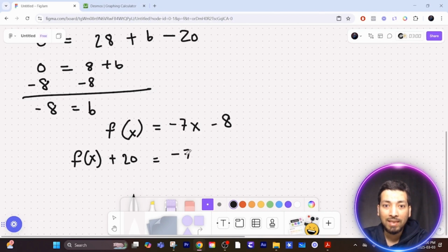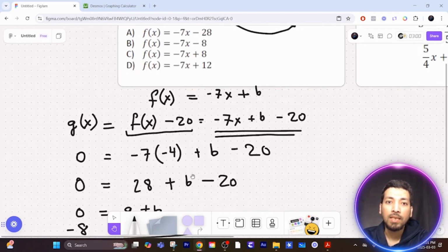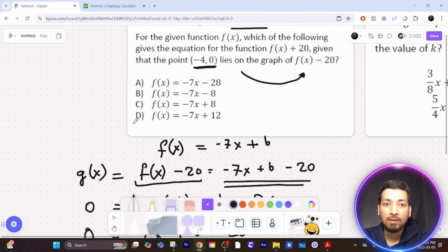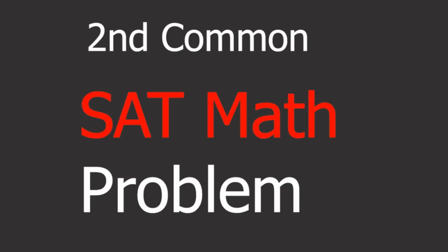So now you just add this 20. This is my f of x plus 20. We are getting negative 7x plus 12. So this is how you get your answer. The correct answer is option D. Perfect. Now let's move on to the second common problem that you can see in the next SAT exam.